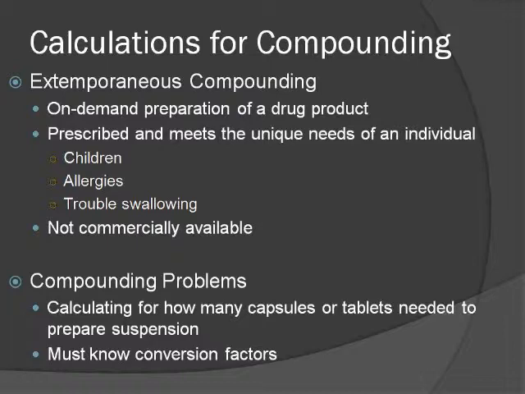So what are the compounding problems? Again, you can be calculating how many capsules or how many tablets you're going to need to create a particular suspension or maybe to add to an ointment, and so forth. But you have to know conversion factors. Although compounding can be done with sterile products, the majority of these types of calculations are going to refer to compounding that's done in the community setting, so items that are not necessarily sterile. The topic of compounding is covered more in depth in Chapter 9 of the Pharmacy Technician book.